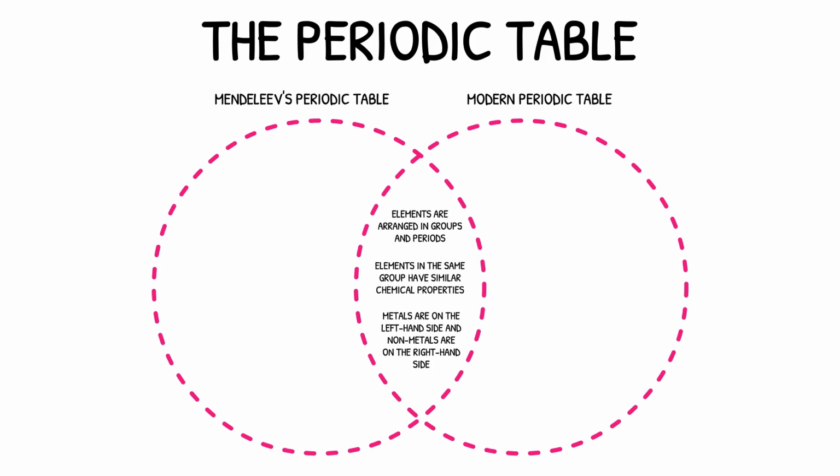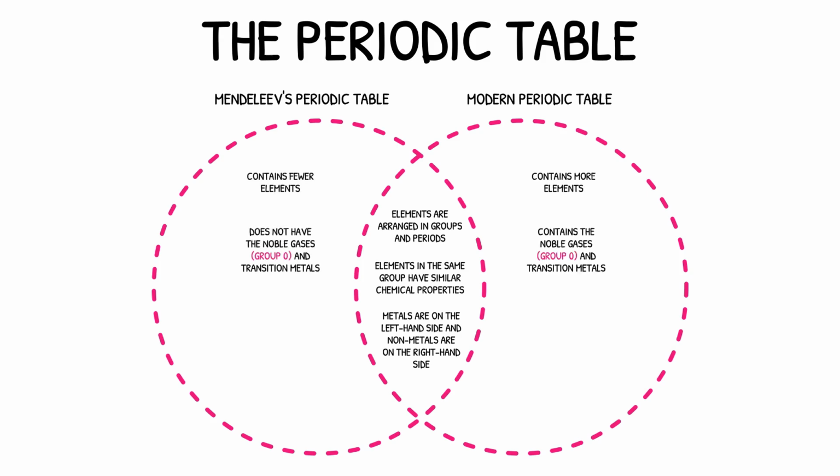In contrast, the modern periodic table contains far more elements than Mendeleev's, including the transition metals and the group 0 elements. Mendeleev arranged his periodic table in order of increasing atomic mass. However, the modern periodic table is arranged in order of increasing atomic number. And finally, there are no gaps in the modern periodic table, unlike Mendeleev's. So, visual learners, you might want to pause the video here and make a note of this Venn diagram or snap a picture of it for your revision notes. Don't worry, you know I've got you.